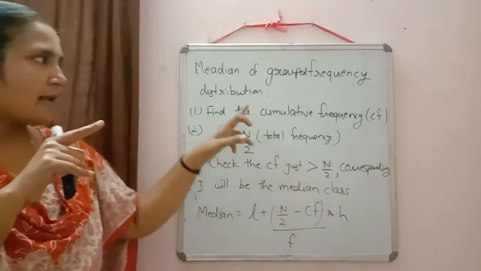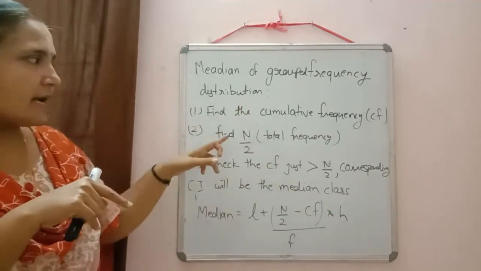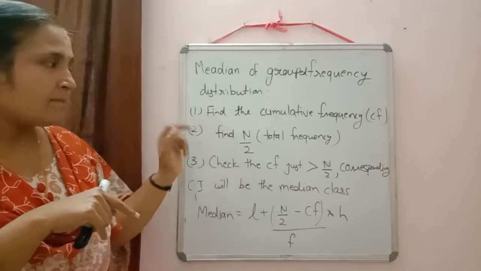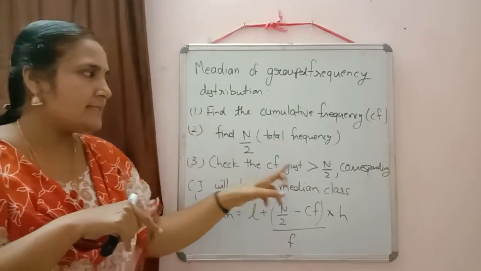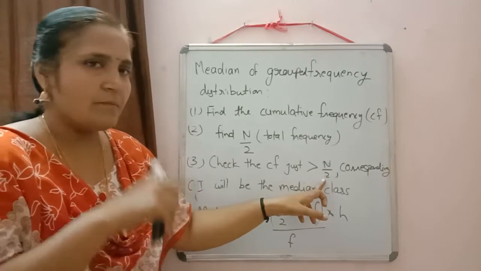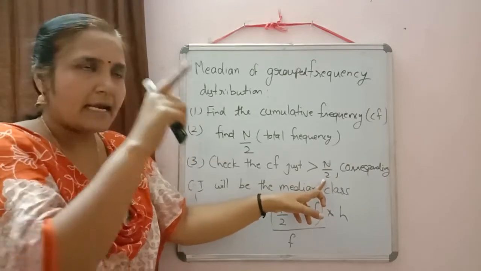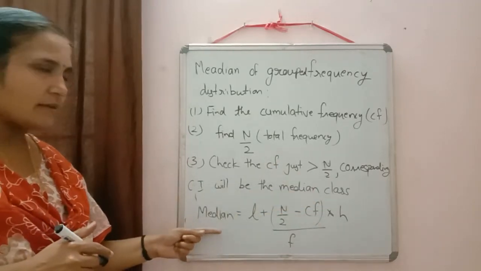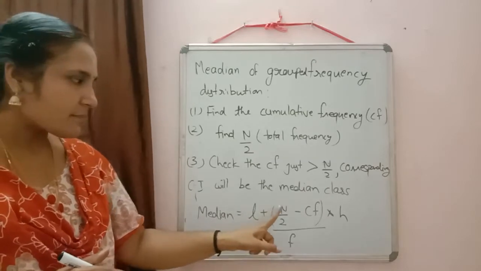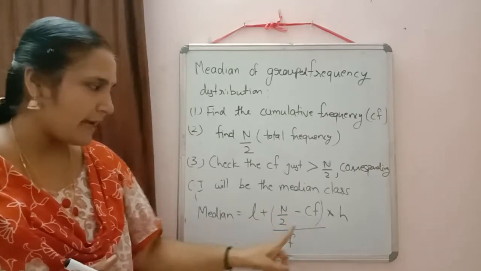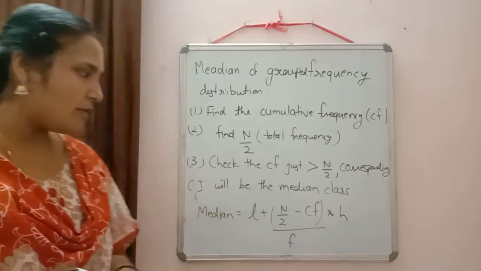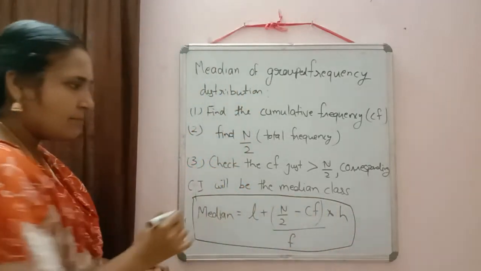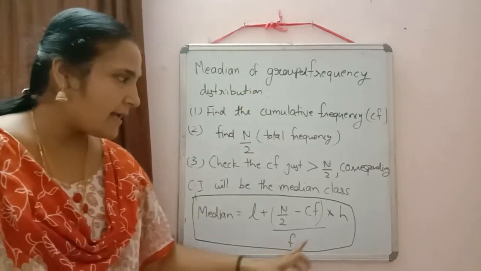Clear? First we calculate the cumulative frequency. After that, the total frequency we denote by N. Then we calculate N by 2, and then we check the cumulative frequency just greater than N by 2. The corresponding class interval in that line will be the median class. After that, we will calculate the median using the formula. All of you write down the formula here: Median is equal to L plus (N by 2 minus CF) by f, into h.